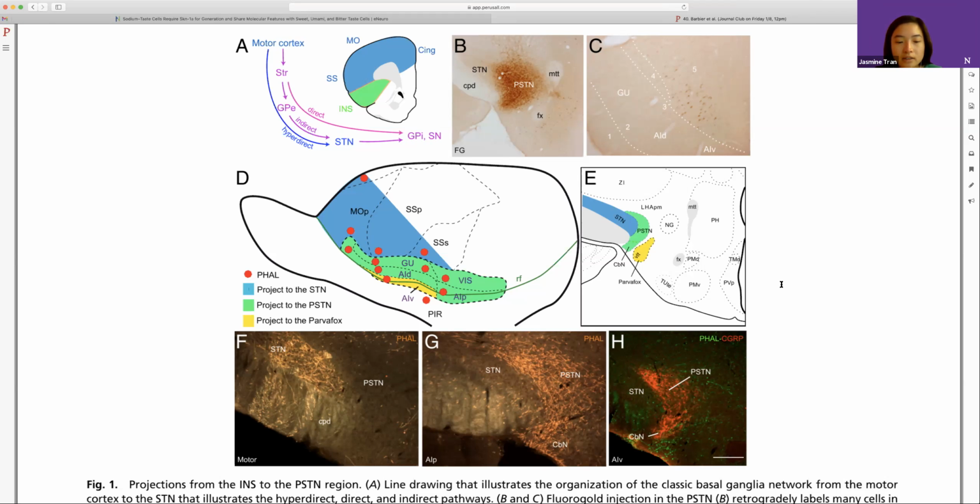For D and E, B shows the drawings of the PHAL injection sites within the insular cortex. D shows the organizations of the projections, and in blue, it would be the STN, the PSTN, CBN would be in green, and the parva box would be in yellow, while E is showing how the isocortex innervates the STN in the basal ganglia, hyperdirect pathway, and the INS innervates the PSTN, with the exception of the ALV, because that one would target the CBN and the parva box.